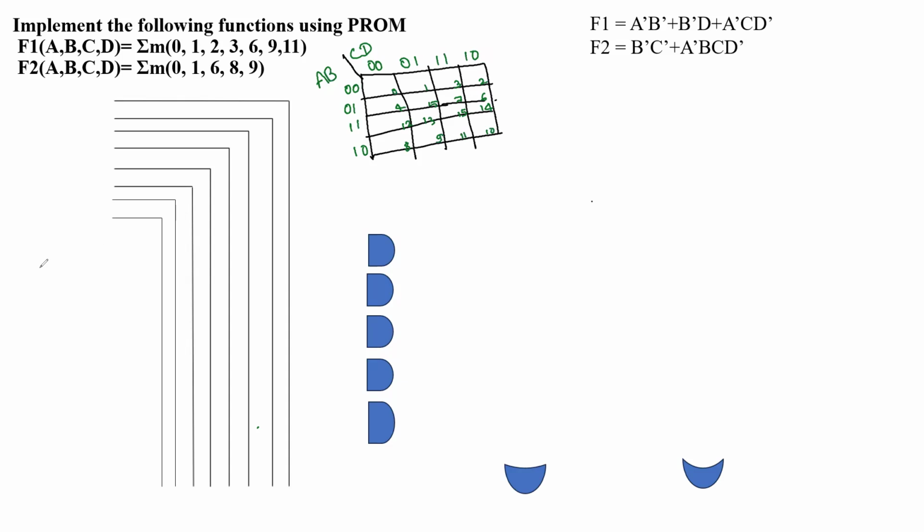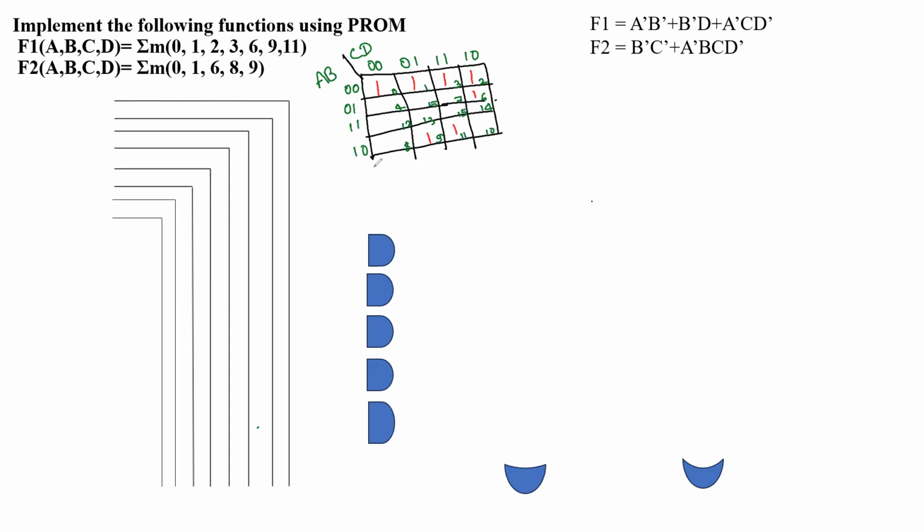Now, whatever min terms are given, we can put here. So 0 is given, so we mark it here; again 1 is given, so we mark it; again 2 is given, 3 is given. Next we have 6, and again we have 9, and again we have 11.